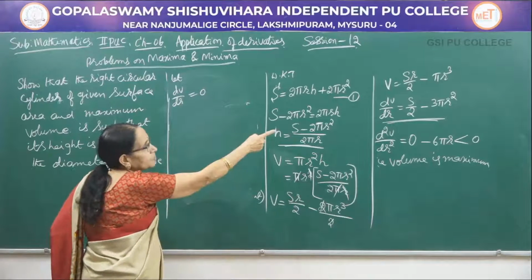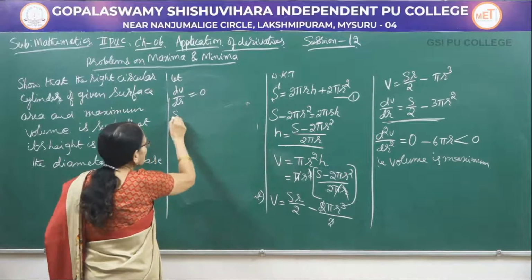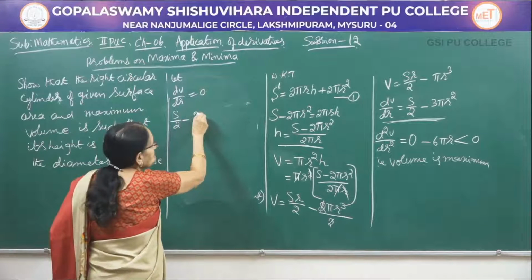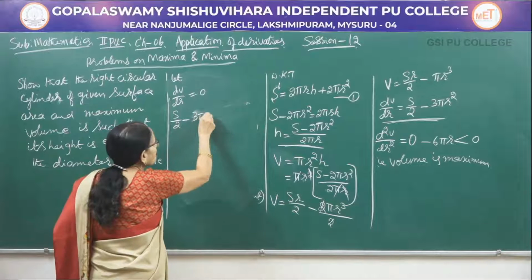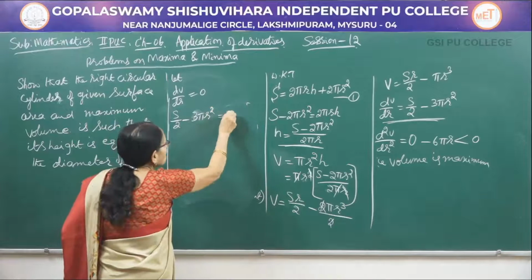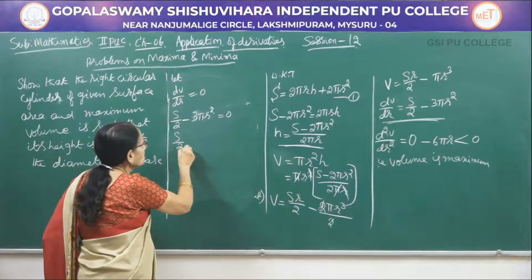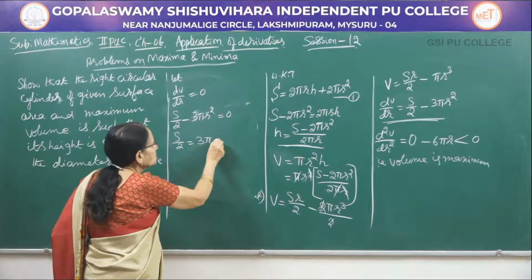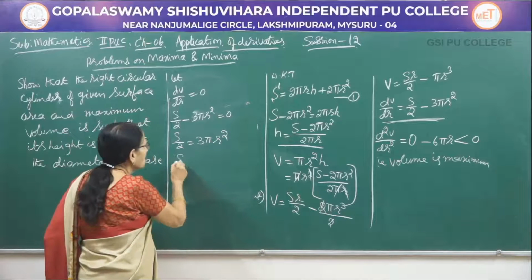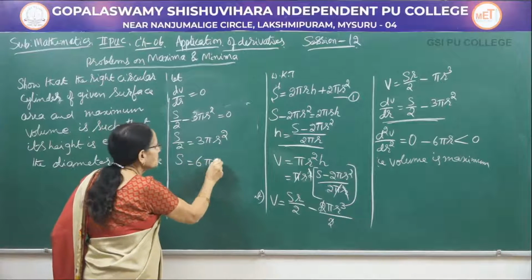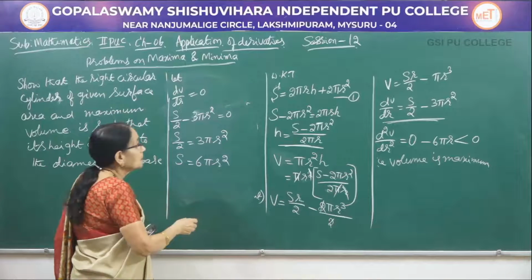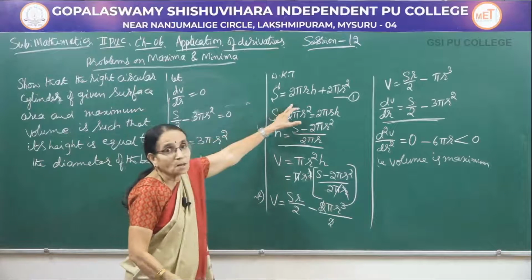That is, what is dV by dr? I have underlined that one. That is S by 2 minus 3 pi r square is equal to 0. Now, cross multiply. S by 2 is equal to 3 pi r square, or S would be equal to 6 pi r square. Now, let us see what is S here.